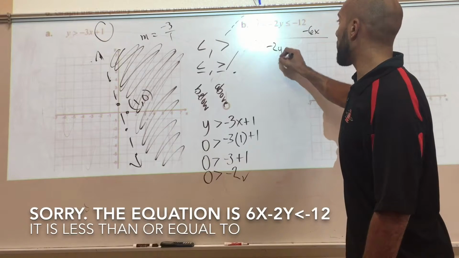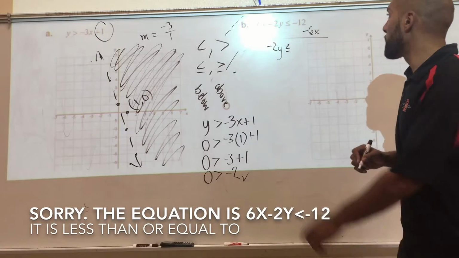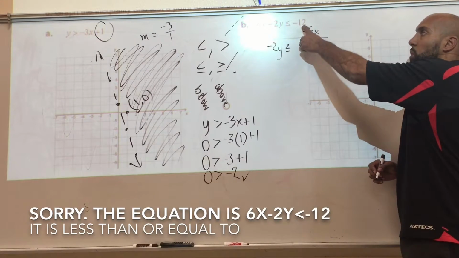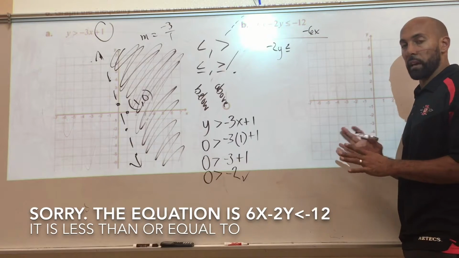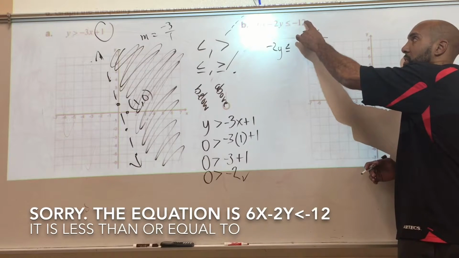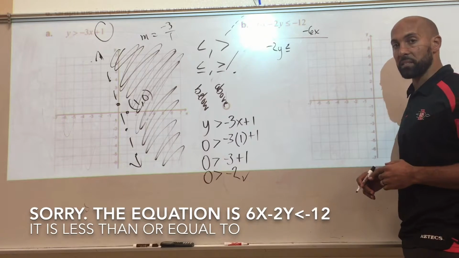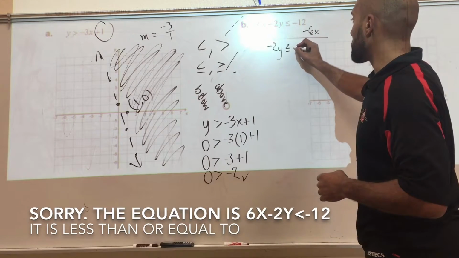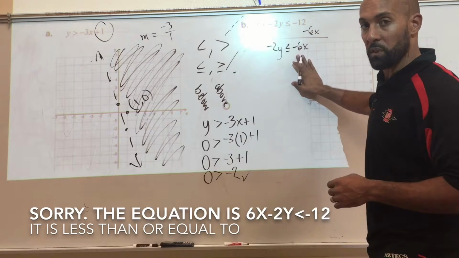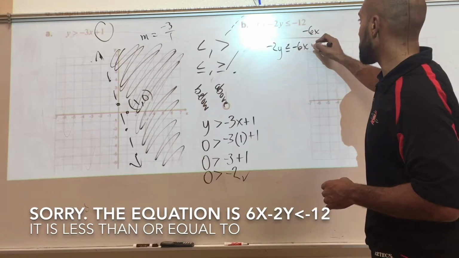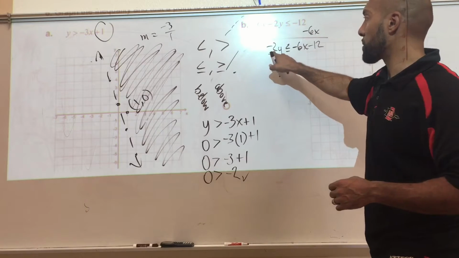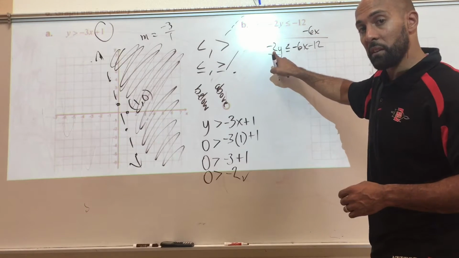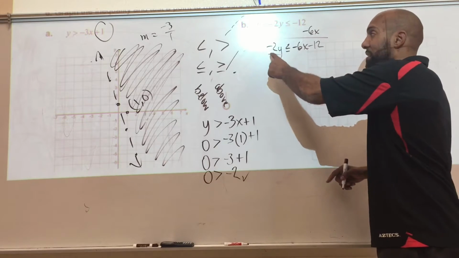Then I have -2y is less than or equal to -12 minus 6x. I can't subtract those because one has no x and the other has an x. So I'm going to simply bring them down. X always goes first, so I put negative 6x minus 12. And to get rid of this 2, I'm going to divide it all the way across. Remember, if it's negative, divide by the negative.